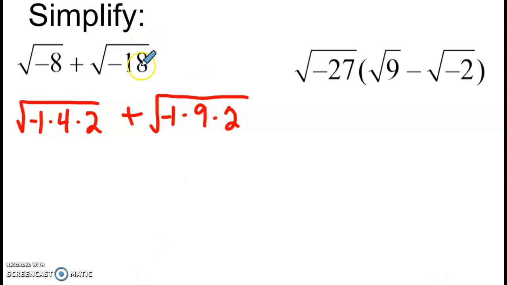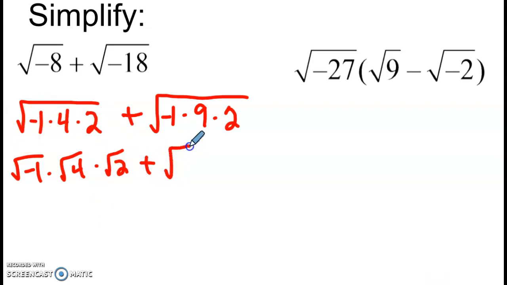Could I think of 18 as 6 times 3? Sure. But can you take the square root of 6? No. Can you take the square root of 3? No. So pick the things that you can take the square root of to write those factors. I'm going to just separate this further. This is square root of negative 1 times the square root of 4 times the square root of 2. Okay, that's the square root of all these. Square root of negative 1 times the square root of 9 times the square root of 2. Square root of negative 1 is i.